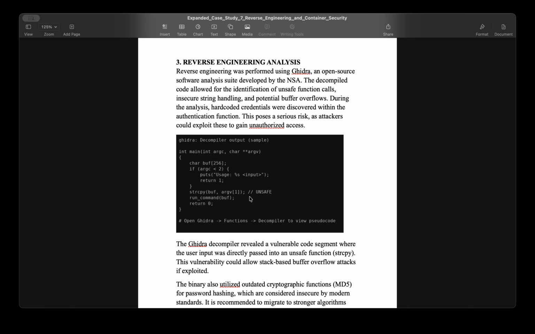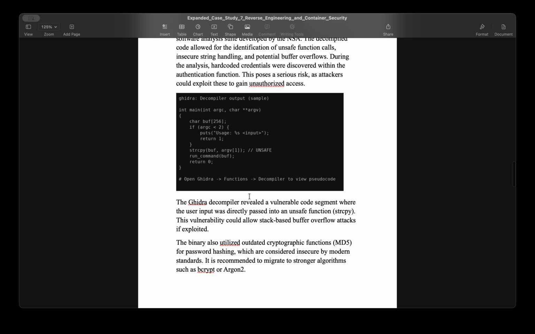Reverse engineering analysis. Reverse engineering analysis was performed using Hydra, an open source software analysis tool developed by the NSA. The decompiled code allowed for the identification of unsafe functions, insecure string handling, and potential buffer overflows. The Hydra decompiler reveals a vulnerable code segment where the user input was directly passed into unsafe functions.